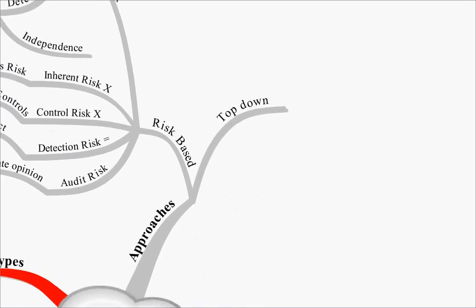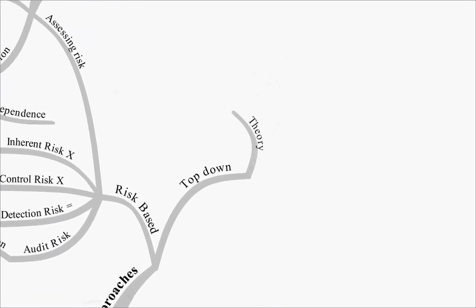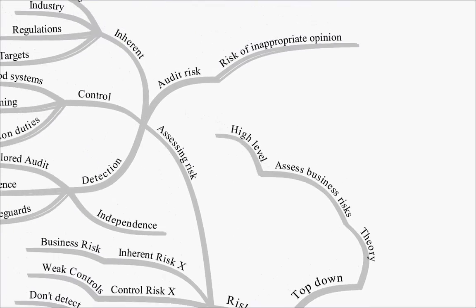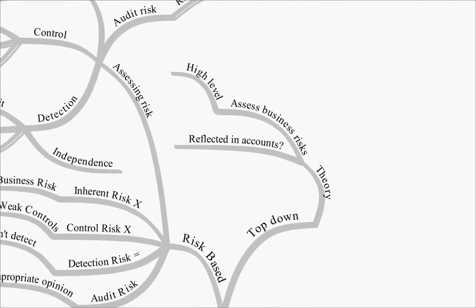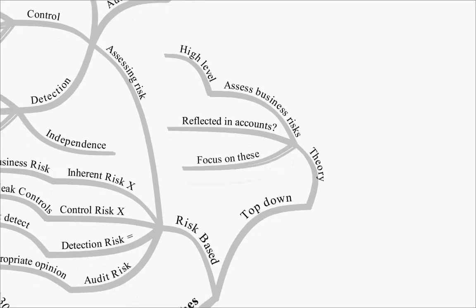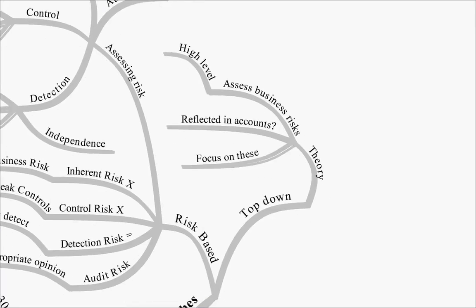So another approach to audit is a top-down approach. The theory behind this is that we assess the business risks at a high level. So we take an overview of the business in totality at a high level and we assess what business risks there are. Then we decide, well, how are these business risks likely to be reflected in the accounts? We then focus on those risks.